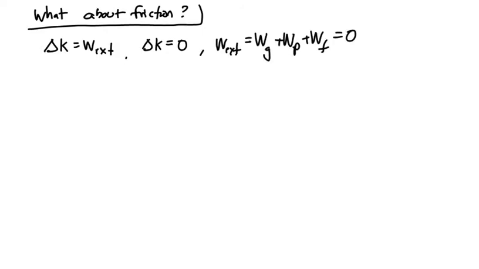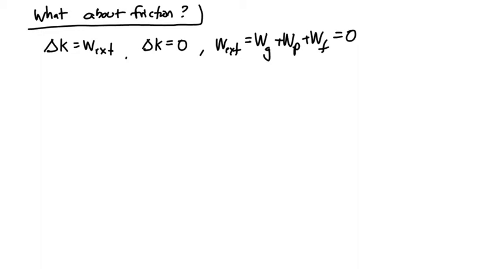Okay, so what about friction? We're going to start by writing down the work energy equation. As in the first case, the change in kinetic energy is zero because the velocity isn't changing. And the external work is due to three different sources: the work due to gravity, the work due to me pushing up the ramp, and the work due to friction, which is working against me pushing up the ramp. Those all add up to be zero.